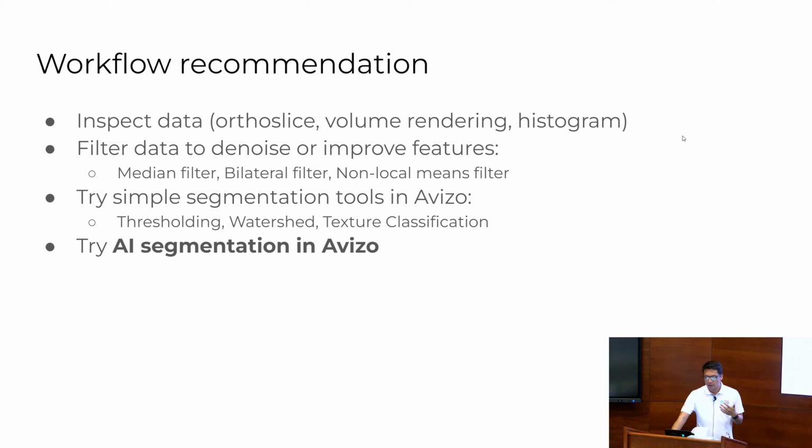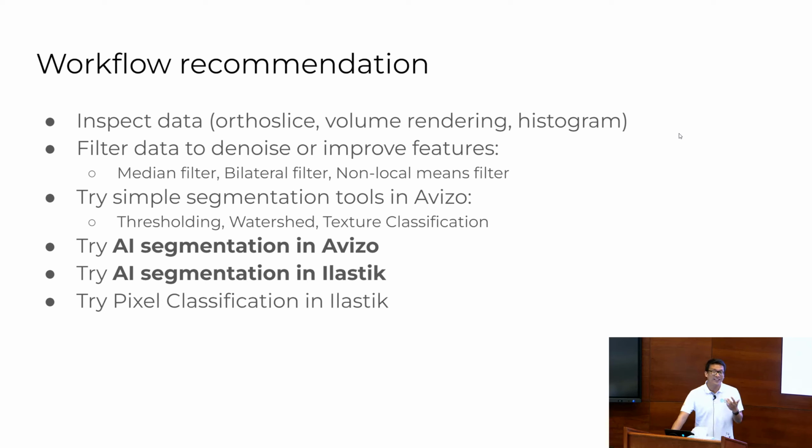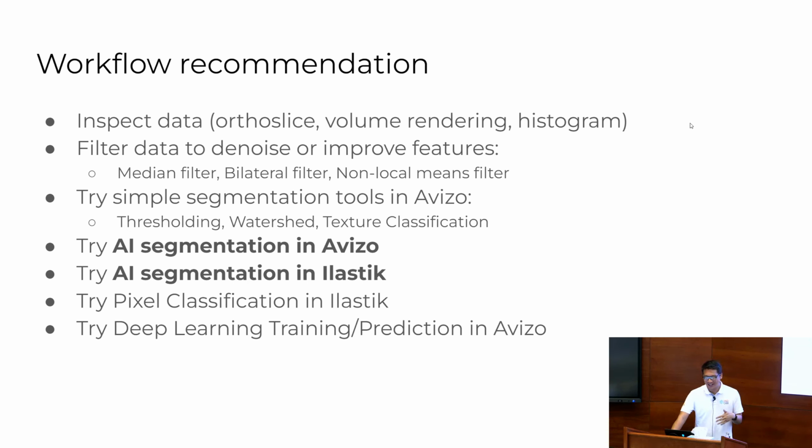Try to tweak the parameters. If that doesn't work, try the segmentation tool in Ilastik, okay? If that doesn't work, try the pixel classification in Ilastik. If that doesn't work, there's actually a more complex deep learning segmentation tool in Avizo. So for this one, you actually have more freedom in terms of the parameters you can tweak. So you can tweak the learning rate, the type of network, the optimization algorithm, etc.